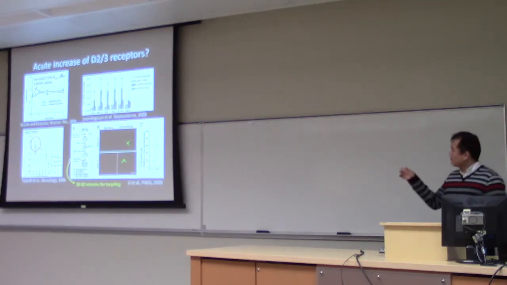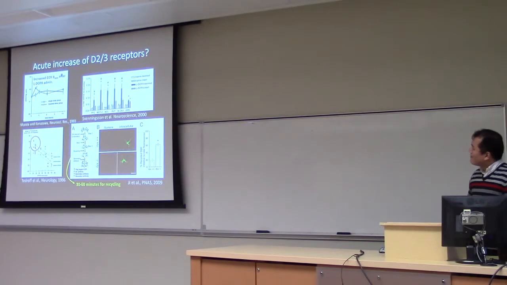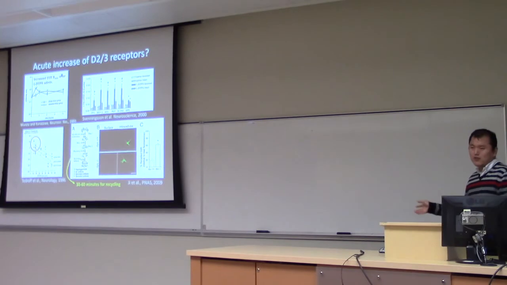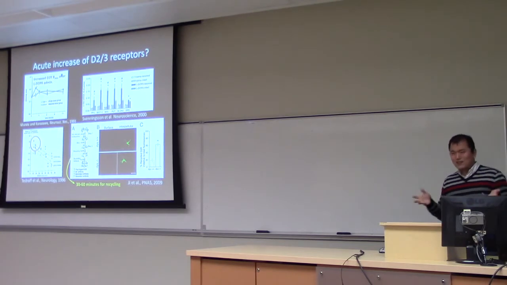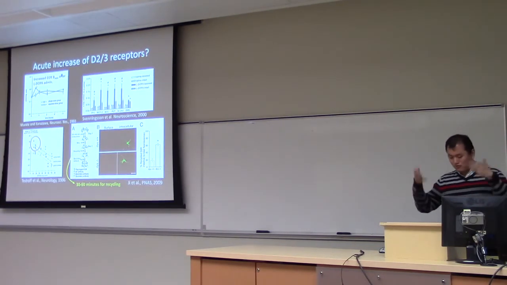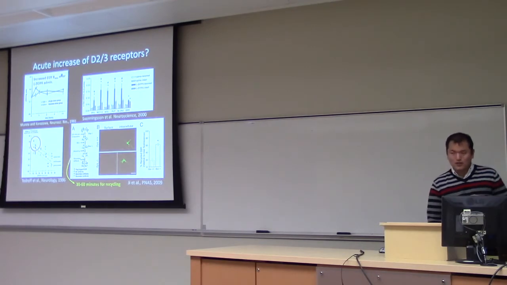And finally, GLO previously showed that this recycling of these internalized receptors can be happening in 30 to 60 minutes, at least in vitro, not in vivo, but still, it suggests that mechanistically it is possible to regulate D2D3 receptor in that short period of time when it is needed.